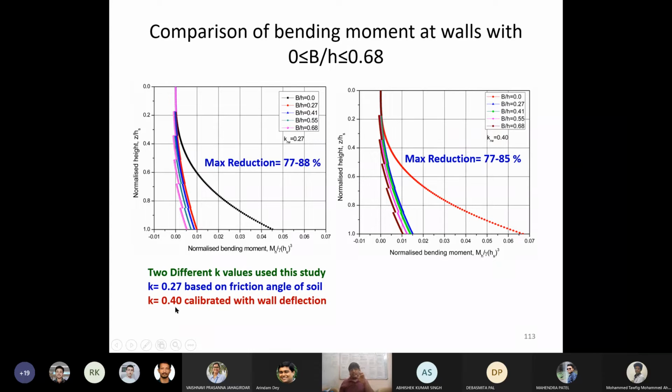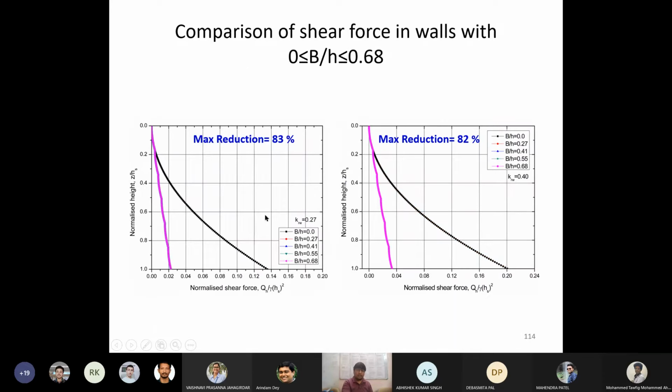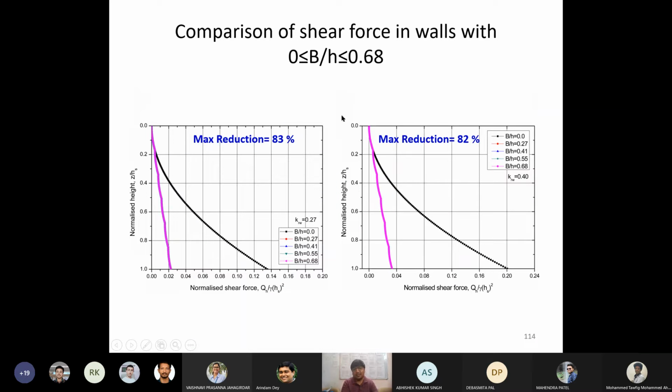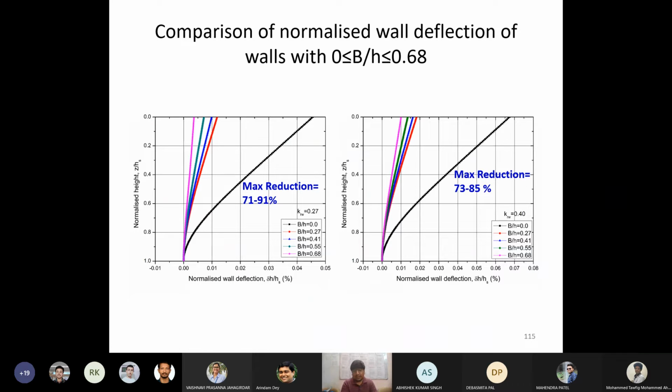However, based upon the wall movement, we have normalized this and calibrated the wall deflection, and according to the wall deflection, we got the corresponding appropriate K value. Considering that, we got a K value of 0.4, and using both, we have compared this. So this is a comparison of bending moment, and similarly for the shear force. Excuse me, I said this is shear force. Both are bending moment at different K values, and similarly these are the shear force at different K values, and similarly for the deflection.